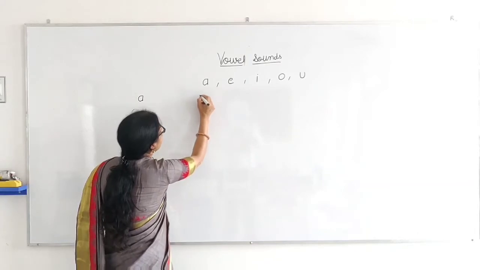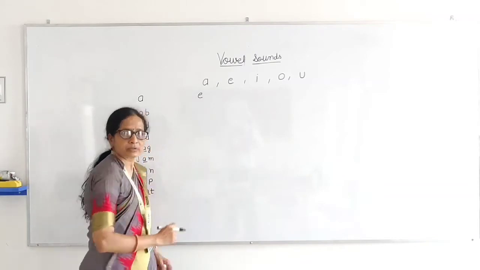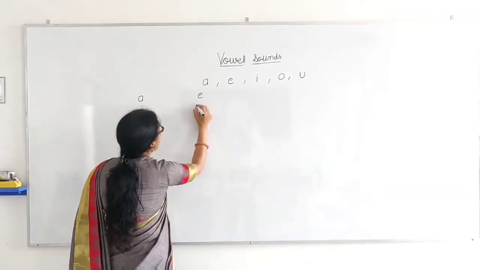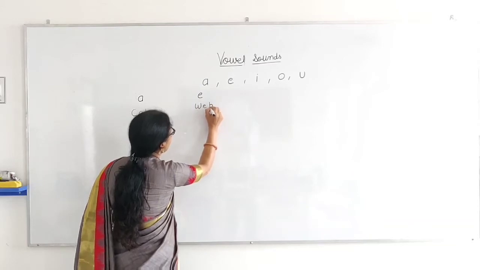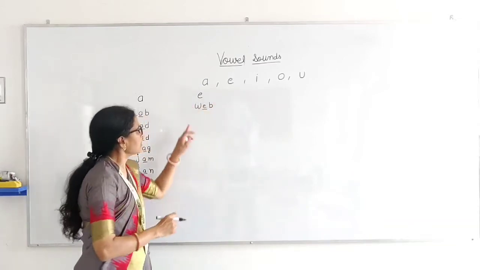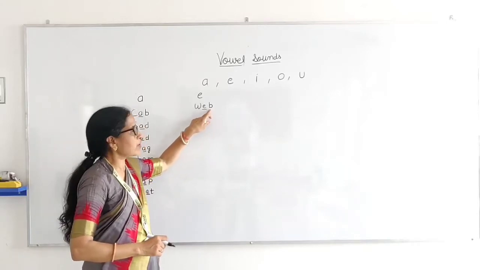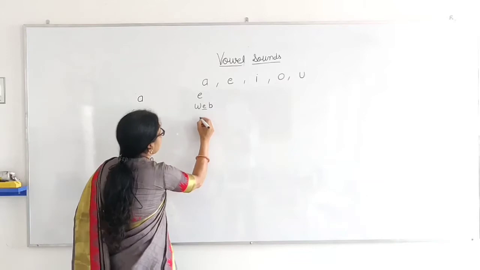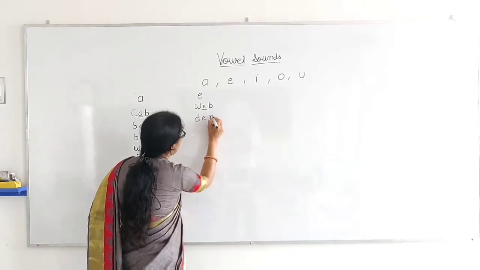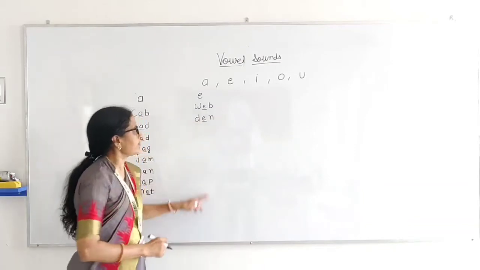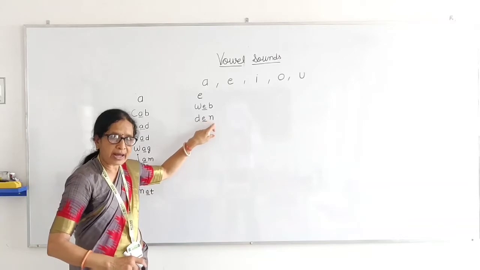We learn the E sound, the E vowel sound. First word is W, E, B. W has the sound W. E, B. Web. Next word is D, E, N. D, E, N. Den.